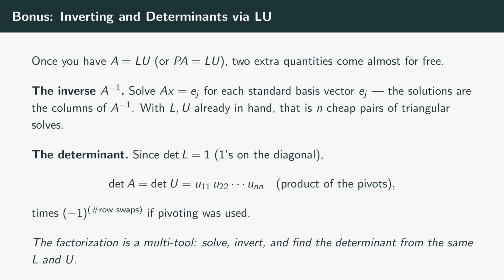Second, the determinant. Because L has ones all down its diagonal, its determinant is 1, so the determinant of A is just the determinant of U, which for a triangular matrix is the product of its diagonal pivots. If you used pivoting, you also flip the sign once for each row swap, so the same L and U that solve systems will also invert the matrix and hand you its determinant. The factorization is really a multi-tool.